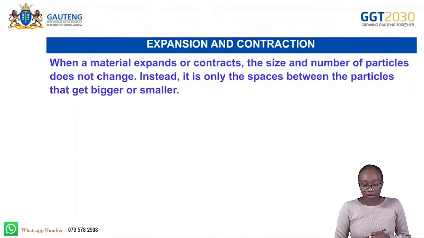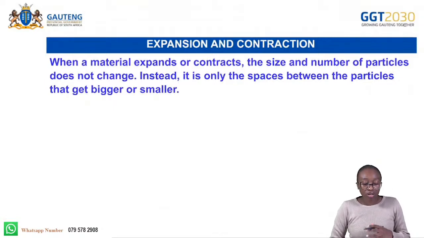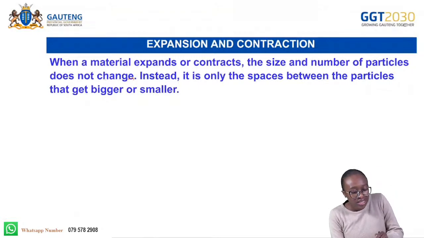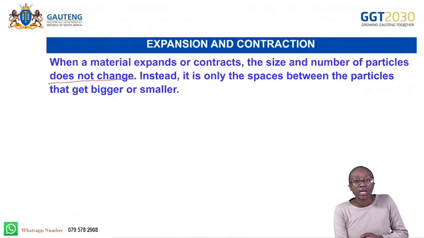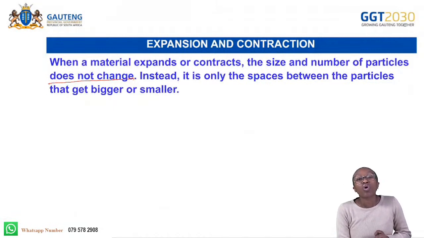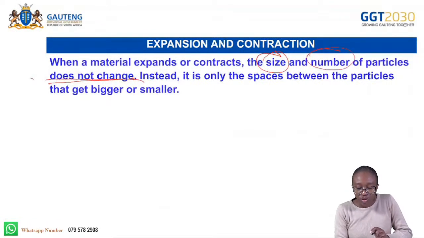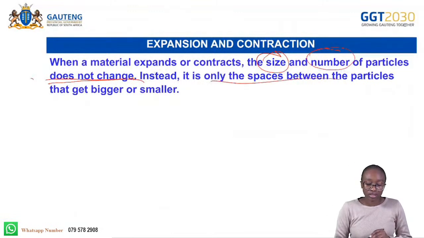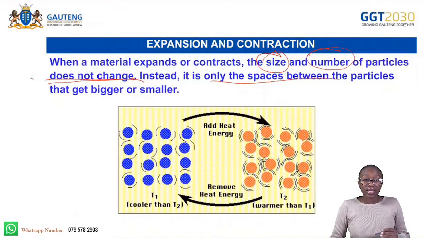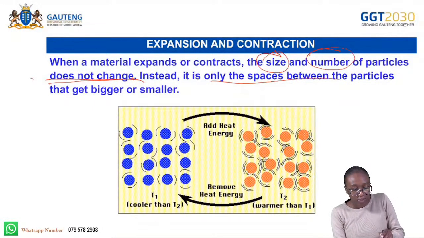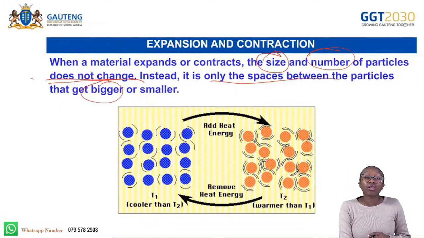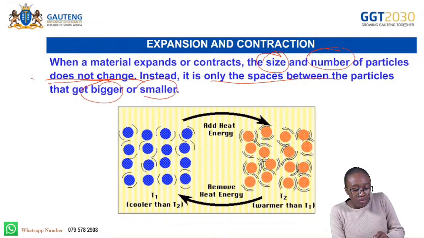Now let's talk expansion and contraction. When a material expands or contracts, the size and number of particles does not change. Let's read that again. When a material expands or contracts, the size and the number of particles does not change. Instead, it is only the spaces between the particles that get bigger or smaller. When a material expands, the spaces between the particles become bigger. When a material contracts, the spaces get smaller.